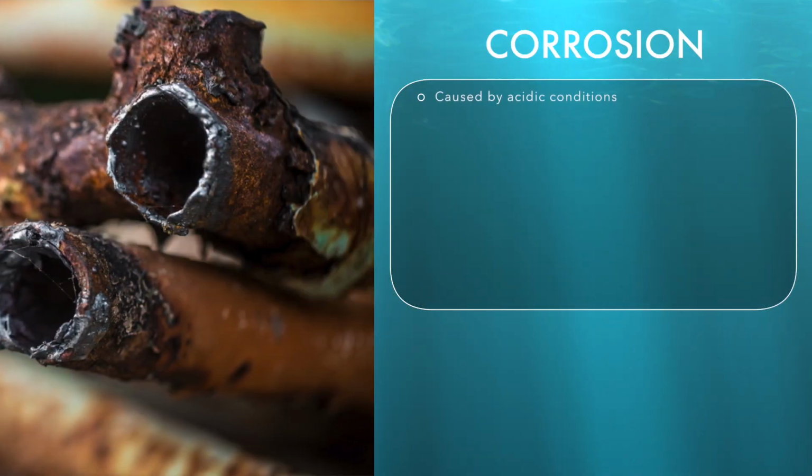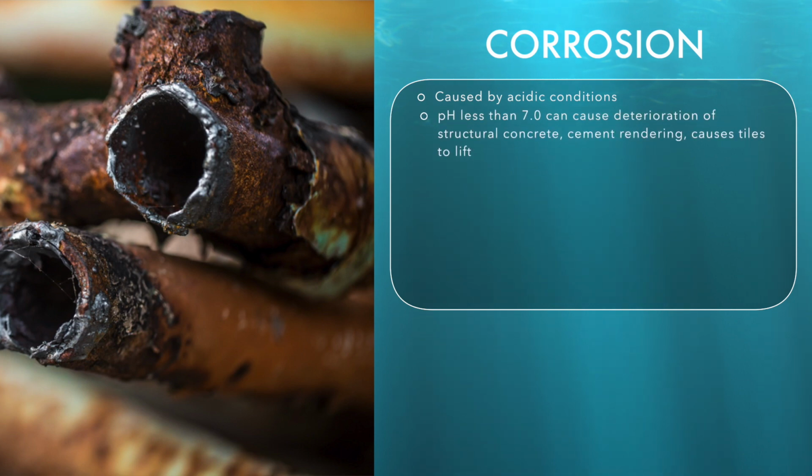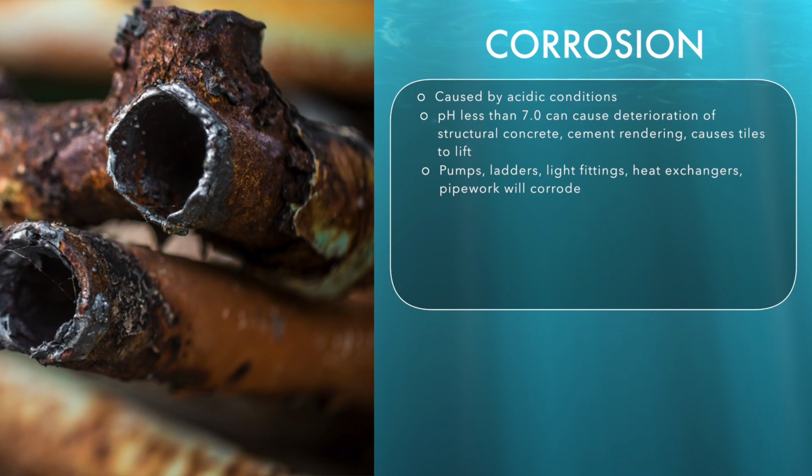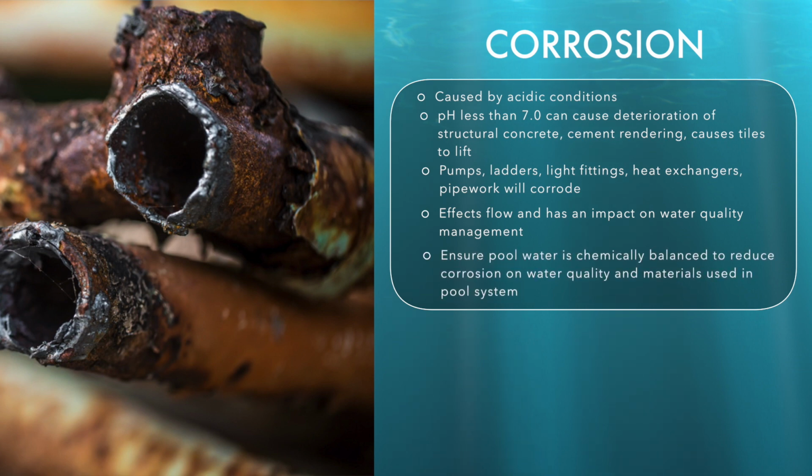Corrosion. Corrosion in pool structures is caused by prevailing acidic conditions, that is, a pH of less than 7.0. Such conditions can cause deterioration of structural concrete, cement rendering, other surfaces, and cause tiles to lift. Metal fittings including pumps, ladders, underwater light fittings, heat exchangers and pipework will also corrode. This will affect flow and have an impact on water quality management. It is very important to ensure that the pool water is chemically balanced to reduce the effects of corrosion on pool water quality and the materials used in the pool system.